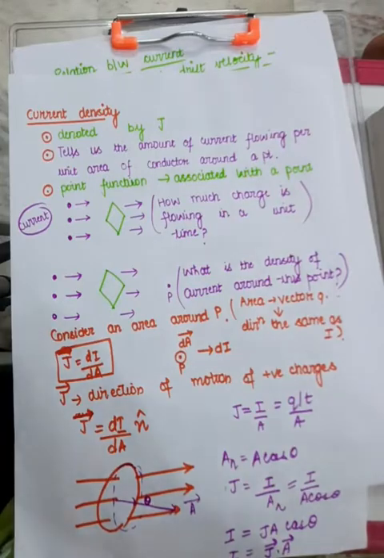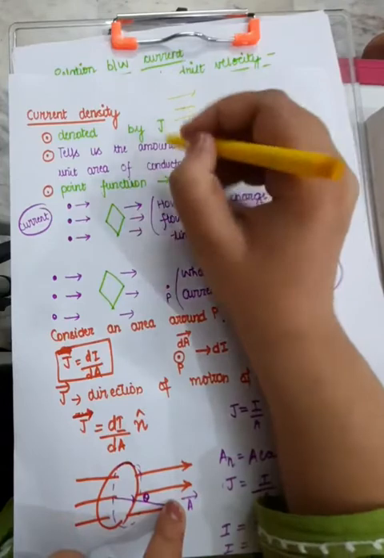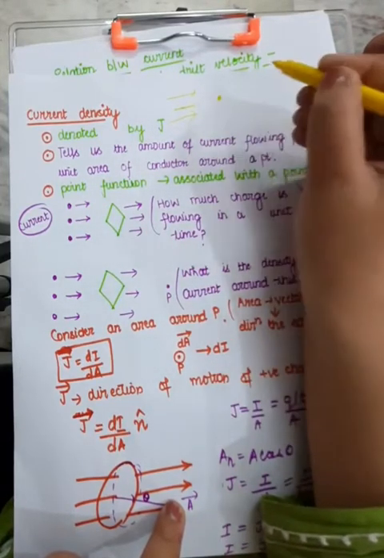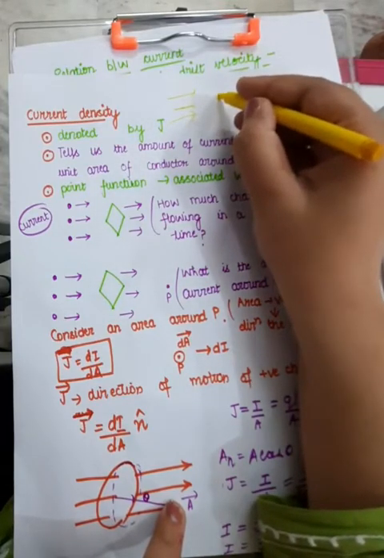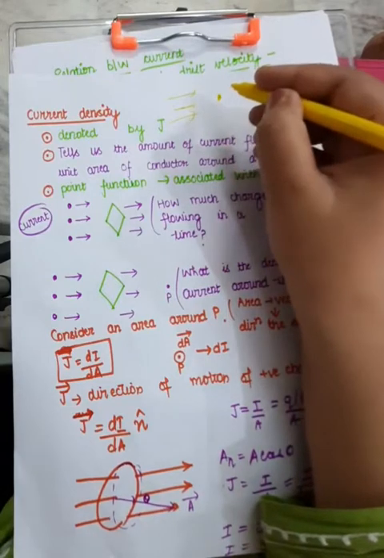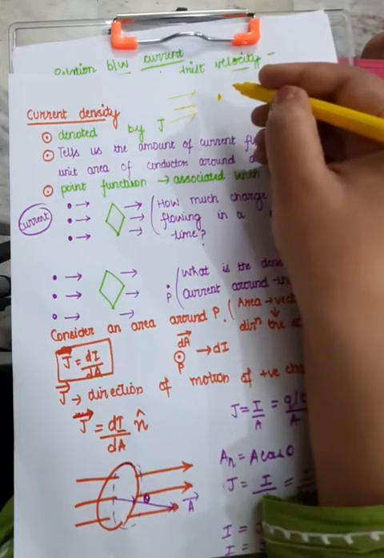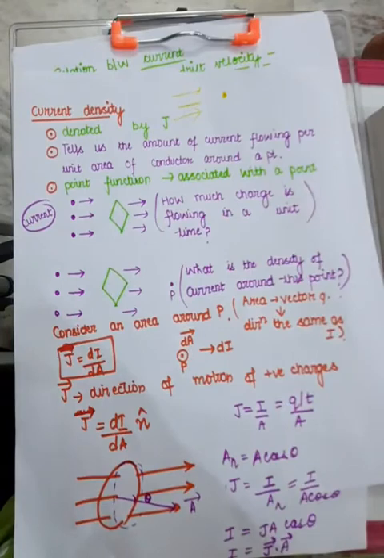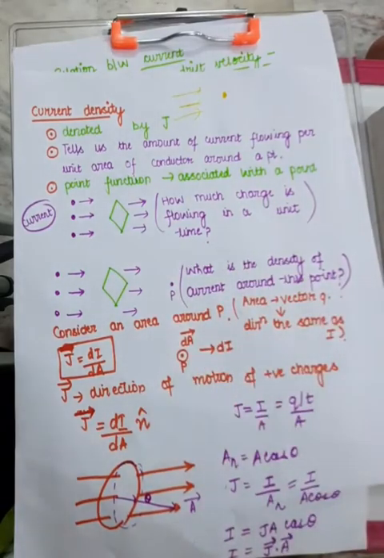For example, if charges are flowing through some conductor, and you want to know the current density around this particular point, like how dense the current was, how much the flow of charges was happening there, what amount was actually present there. That is all which tells you about current density. So it's a point function.